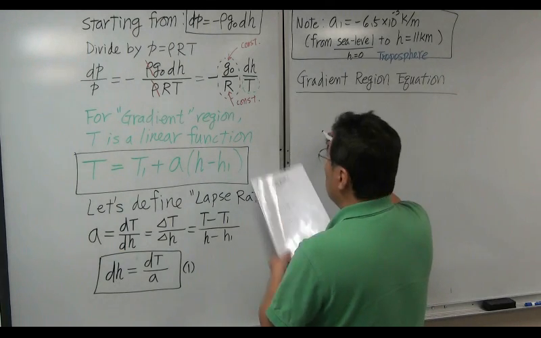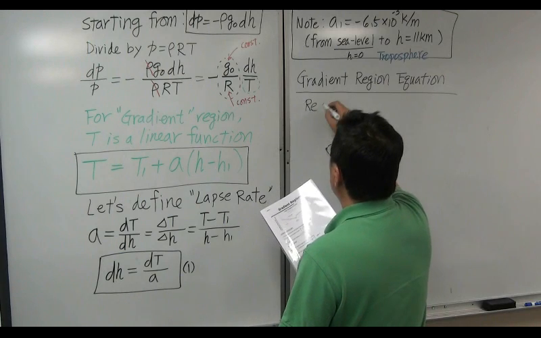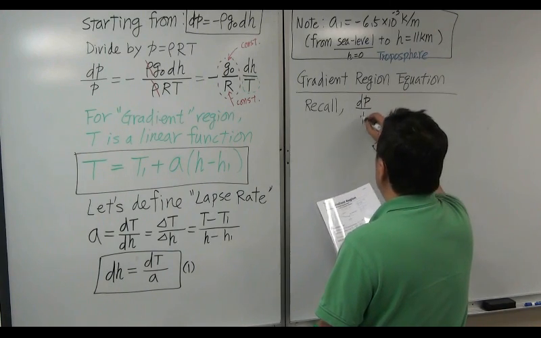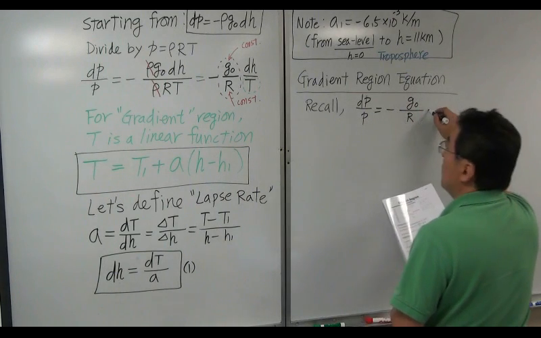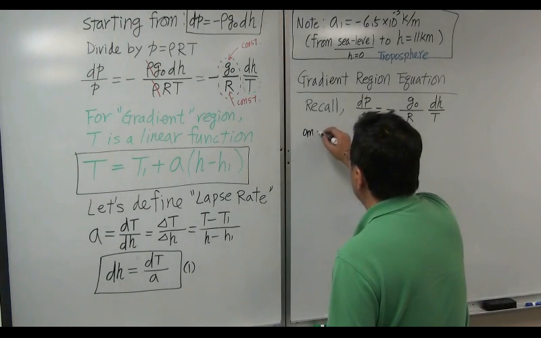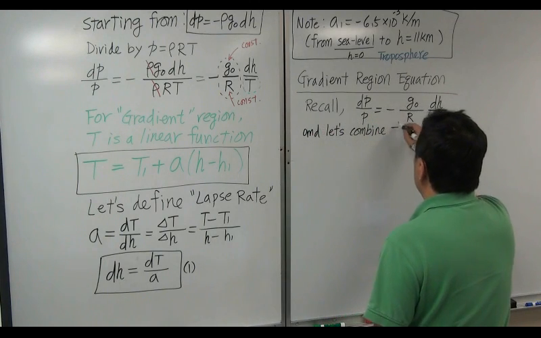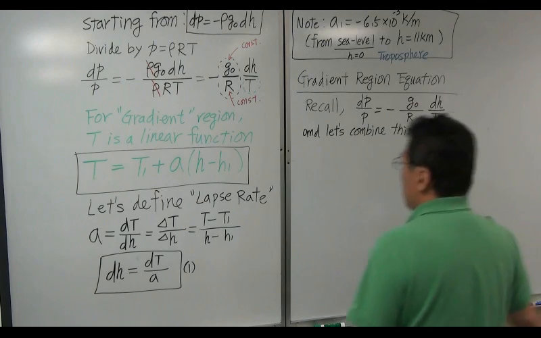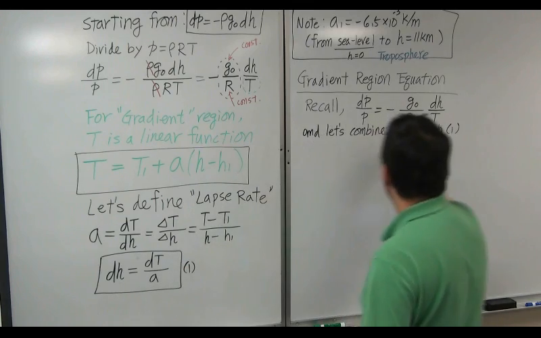All right, so, okay, we stopped here. So recall, we come up with this equation. We do know dP over P is equal to minus G0 over R dH over T. And let's combine this with equation 1. So that means let's plug in dH is equal to dT over a right here.